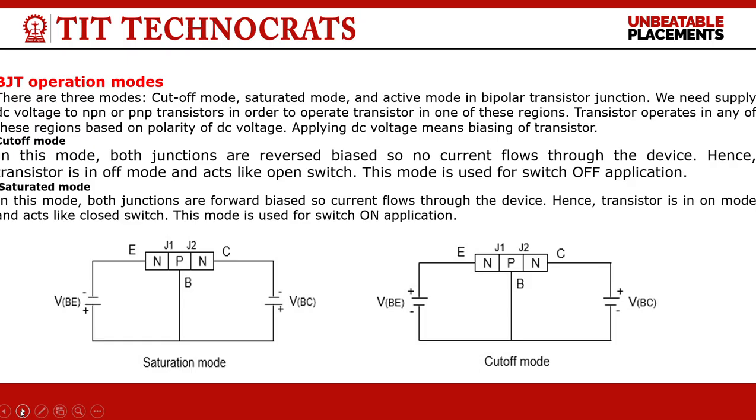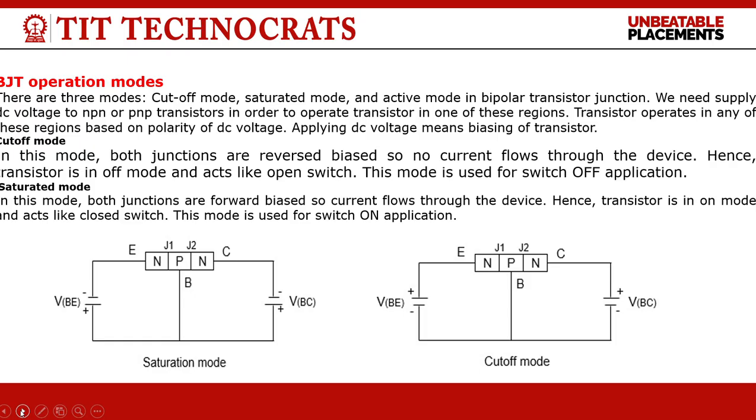Now the first operation mode is cutoff mode. In this mode, both junctions are reverse biased, so no current flows through the device. Hence, the transistor is in off mode and acts like an open switch. This mode is used for switch off application.